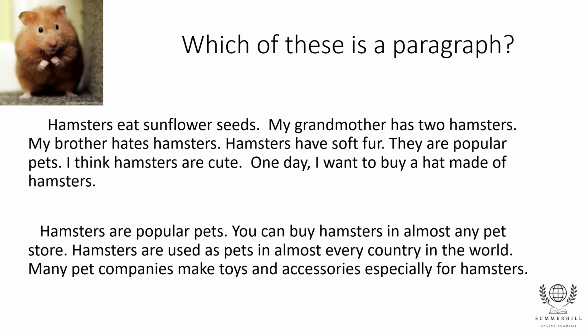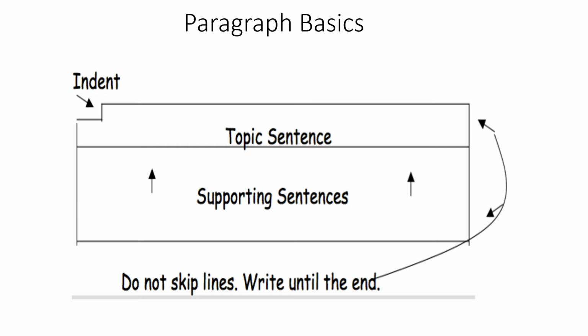But the second group of sentences has a clear topic sentence. Here it says hamsters are popular pets. And the rest of the sentences show examples of how or why hamsters are popular pets. It shows how or why the topic sentence is true. So a basic paragraph needs to have a topic sentence, a clear topic, a clear idea or position, and then the rest of the sentences need to show how or why the topic sentence is true.